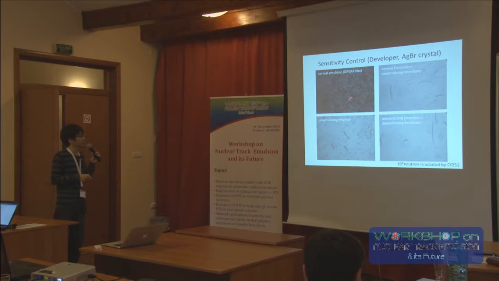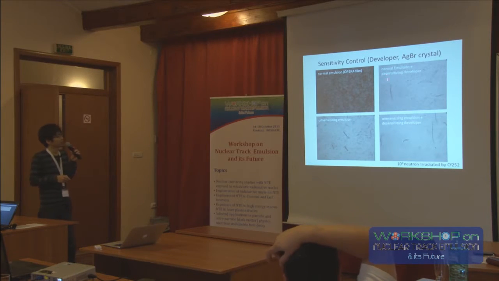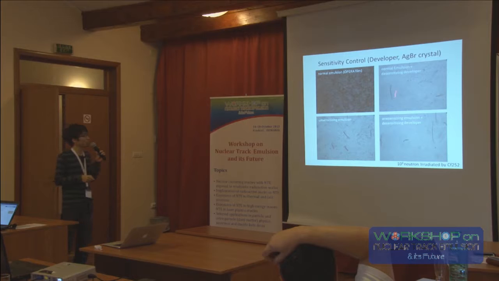It is impossible to detect the proton tracks because there are a lot of gamma ray electron tracks. But this normal emulsion was developed by desensitizing developer. So you can see proton tracks clearly, and a lot of electron tracks were rejected.